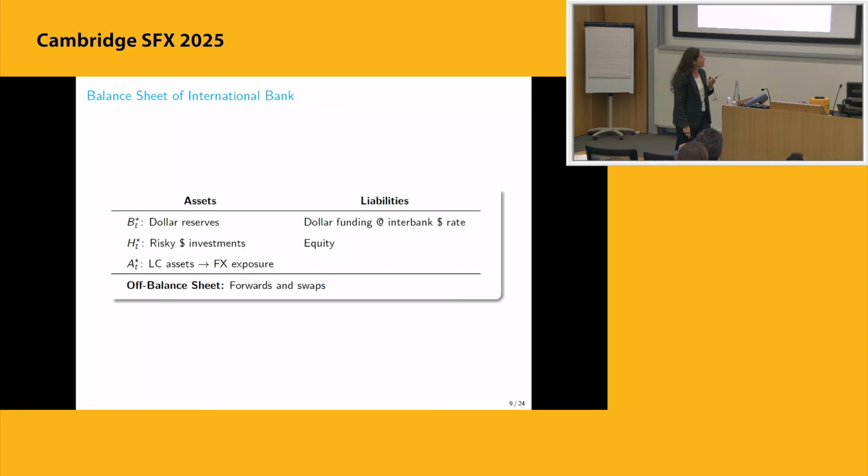So on the left-hand side, you have assets, you have liabilities. Assets are just dollar reserves. There are 2 risky assets. There are risky dollar investments and local currency investments, which are going to introduce currency risk into the balance sheet. And on the right-hand side, you have liabilities, so they need dollar funding in order to offset these things on the asset side. And they have off-balance sheet assets, so these are forwards and swaps.